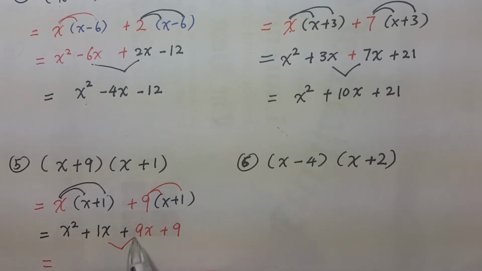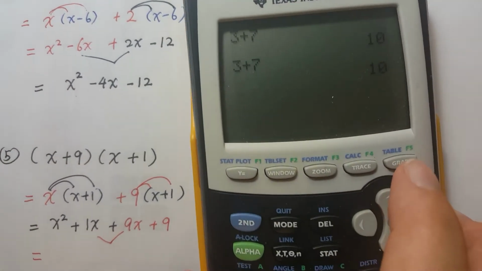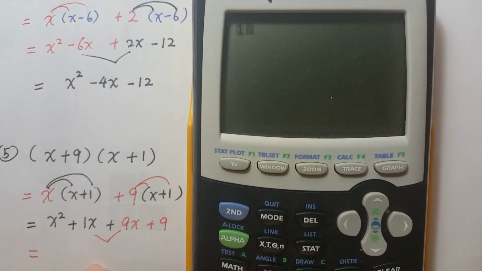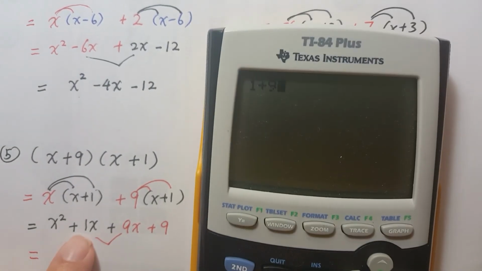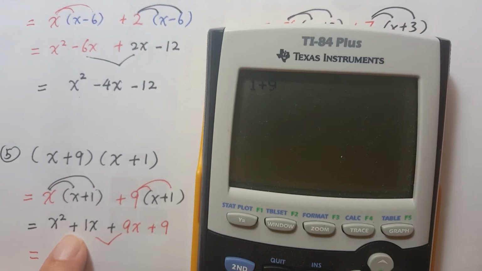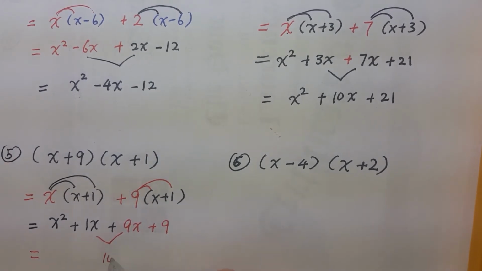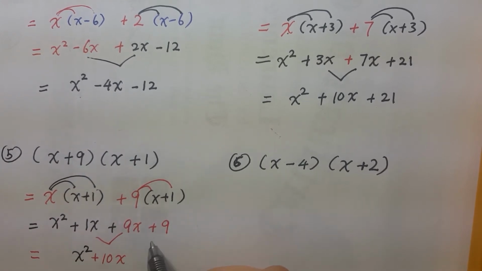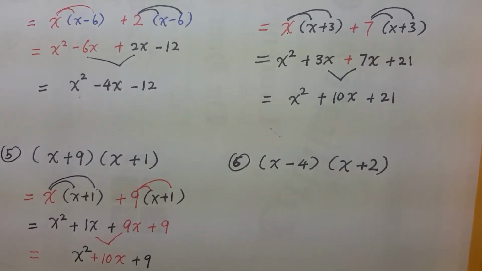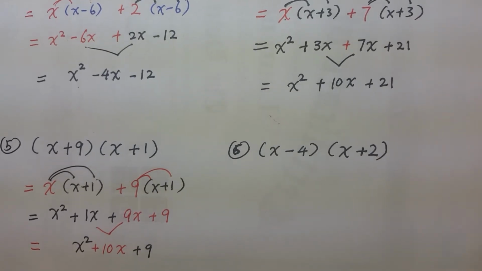And now you can see we have like terms in the middle. We get 1x plus 9x. Positive 1x. So 1 plus 9, you add the coefficients. Positive 1 plus 9, so you get 10. So we have 10x. And because it's positive, we write plus. Now we're going to bring down the x squared, and then we bring down the plus 9. So we finished. The answer is x squared plus 10x plus 9.